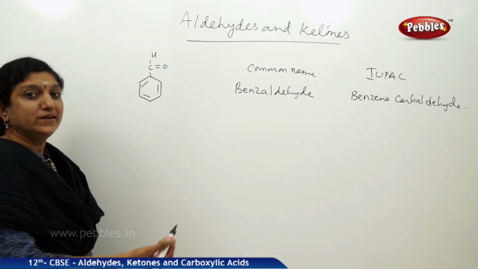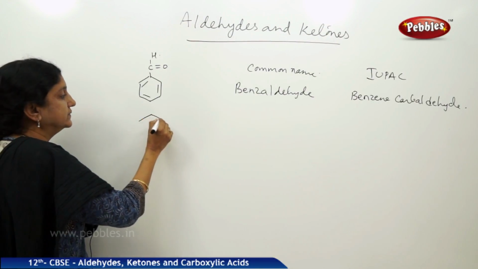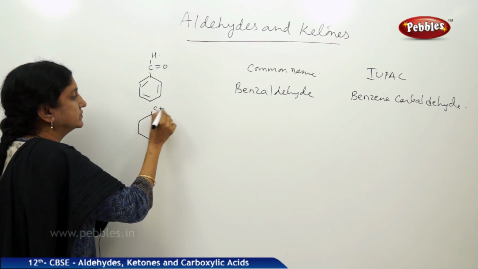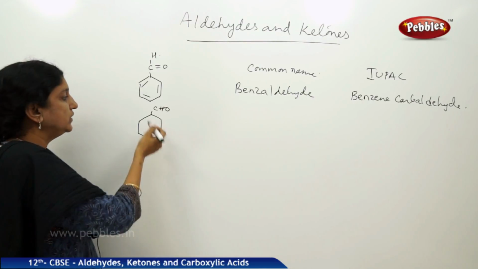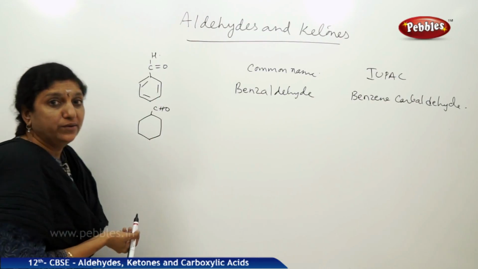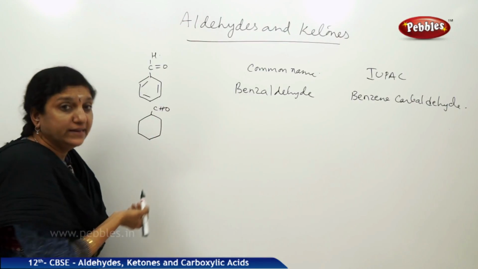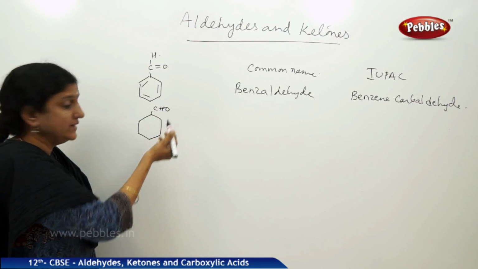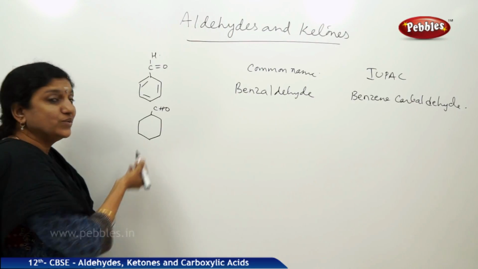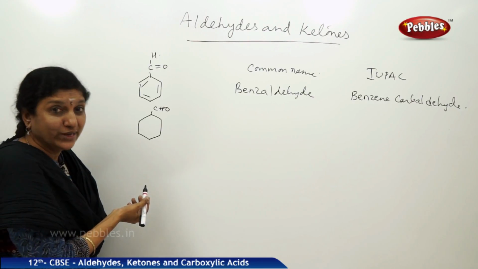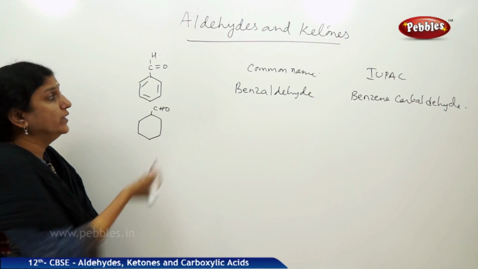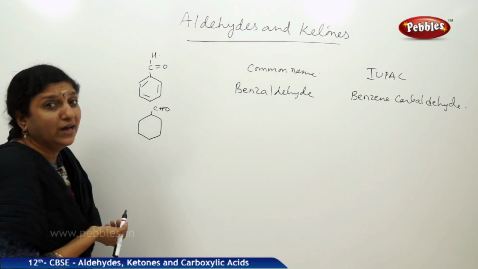Let us take another example. What is this? This ring is definitely different from the above ring. The above hydrocarbon to which the aldehyde group was attached was benzene. Now we are attaching the aldehyde group to a saturated system, that is cyclohexane. So what would be the name of this particular compound in the common system and in the IUPAC system?